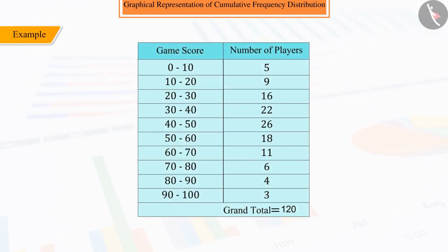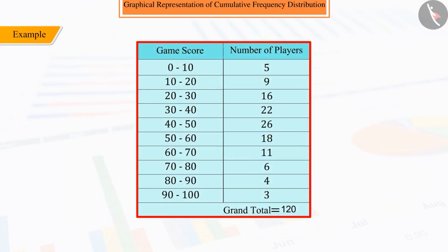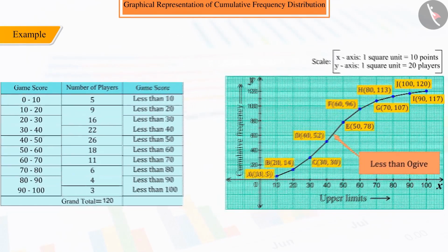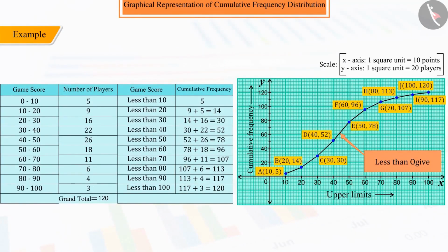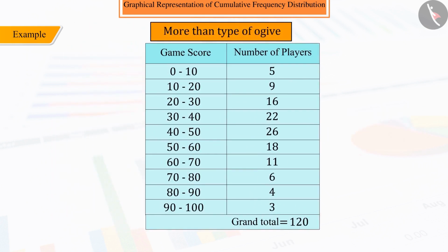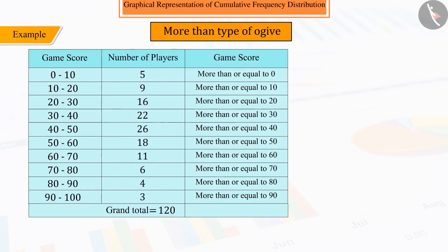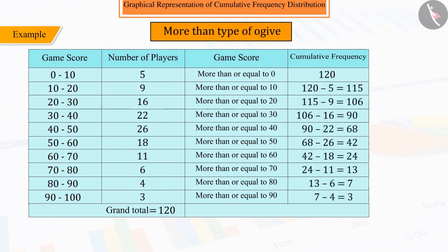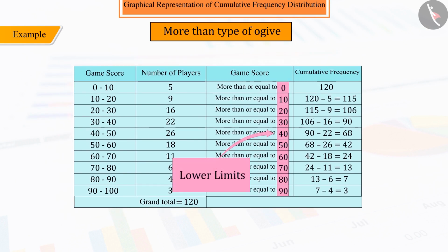As you all know, from the frequency distribution given in the question in the previous video, you created a cumulative frequency distribution of less than type of ogive. So can you now draw a more than type of ogive? Let's see. For this type of ogive, a frequency distribution will have to be constructed with the help of the given data, which is called more than type of cumulative frequency distribution, where 0 to 90 are the lower limits of the corresponding class intervals.